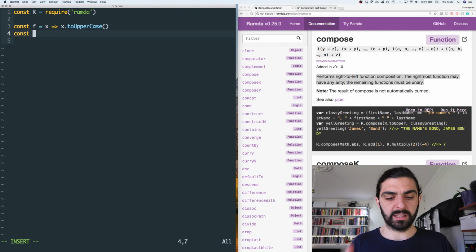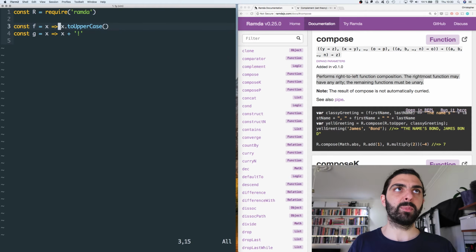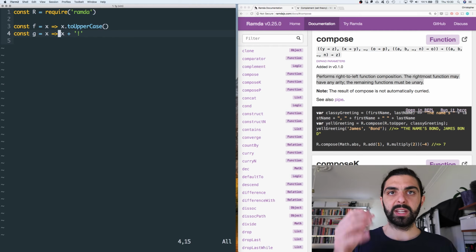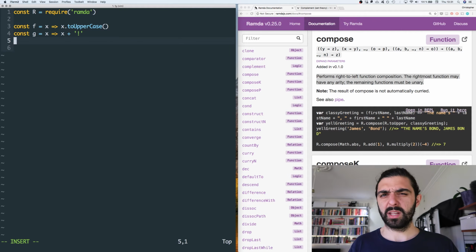Then let's define another function g that takes an x and adds an exclamation point to that x. So f is a function that takes an x and uppercases it. g is a function that when given an x adds an exclamation point to that x. Exclamation mark, exclamation point, I don't know, sorry about that. So let's just look at these.